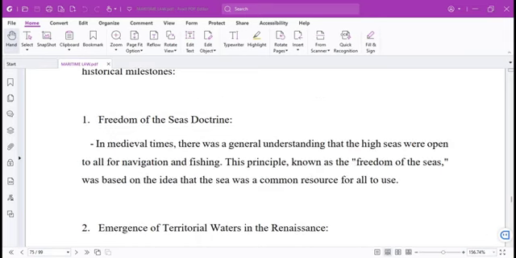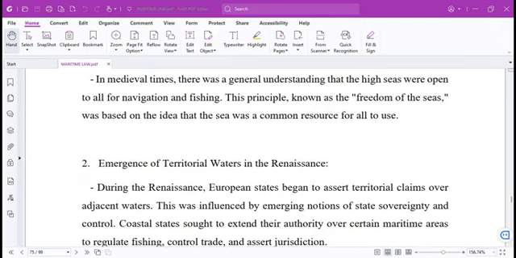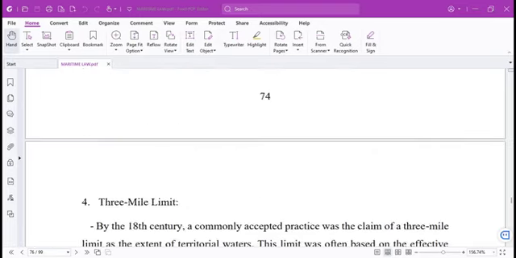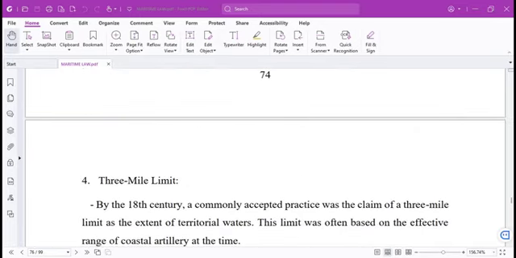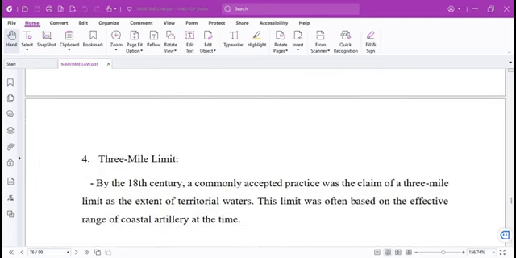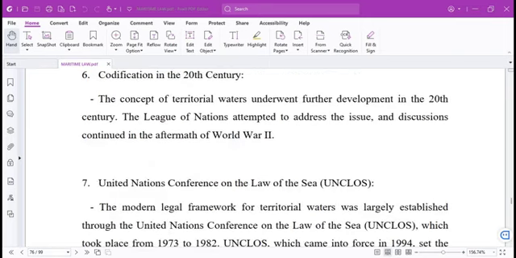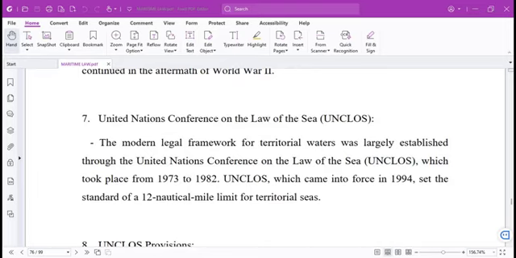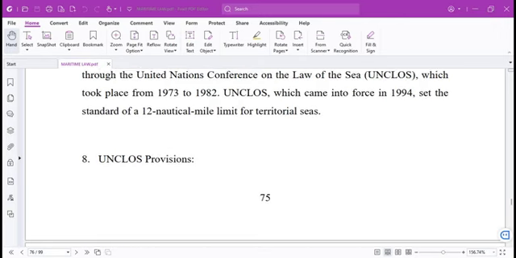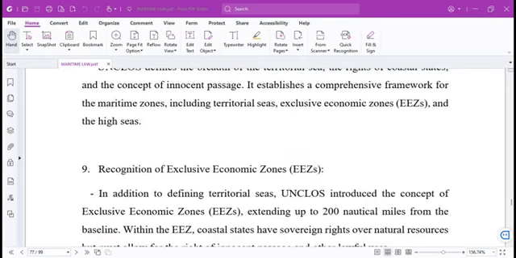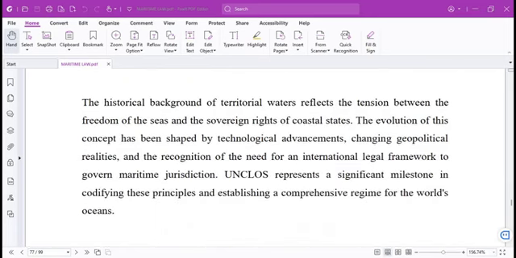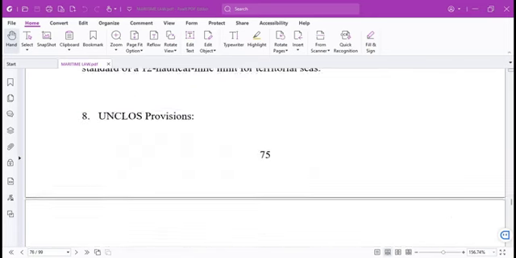We have the freedom of the seas doctrine. We have the emergence of territorial waters in the Renaissance. We have the cannon shot rule. We have the 3 mile limit. We have the Paris Declaration of 1856. We have the codification in the 20th century. We have the United Nations Conference on the Law of the Sea, UNCLOS. We have the UNCLOS provision, recognition of exclusive economic zones, the EEZ.